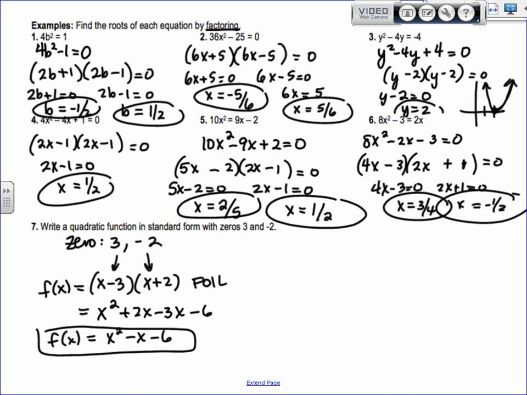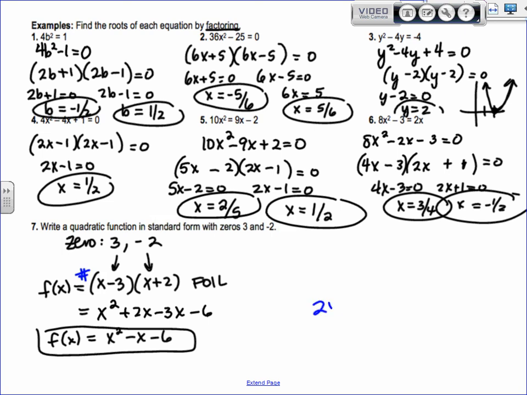Okay, that function has 2 x-intercepts, one at 3, one at -2. Okay, but is that the only function that has those zeros? No, you can have lots of other functions that have those zeros. I could have had any number that I wanted right here, like in the front.